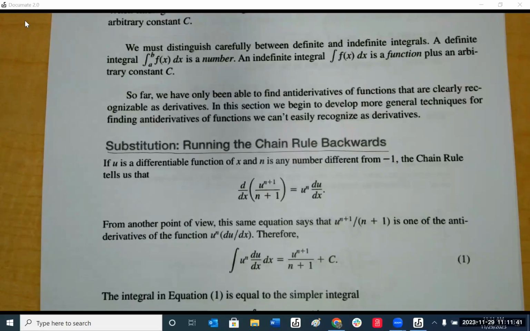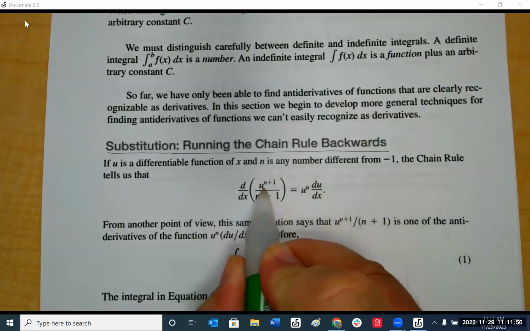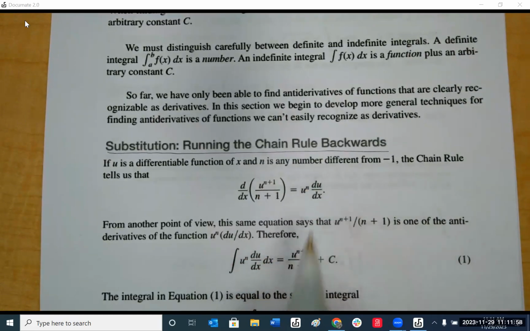Have we done any of these examples before? Integration? We've done some integration examples. So we're used to the formula already.